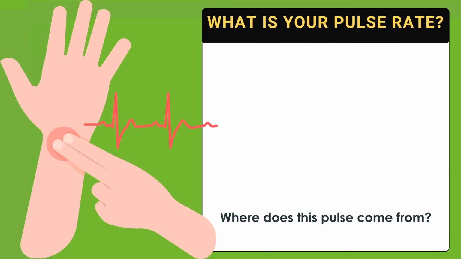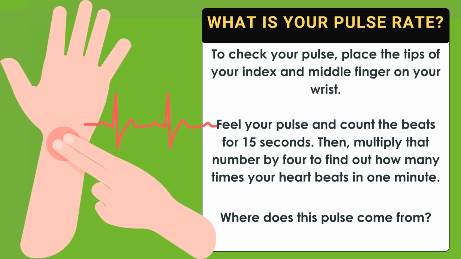What is your pulse rate? To check your pulse, place the tips of your index and middle finger on your wrist. Feel your pulse and count the beats for 15 seconds. Then, multiply that number by 4 to find out how many times your heart beats in 1 minute. Where does this pulse come from?